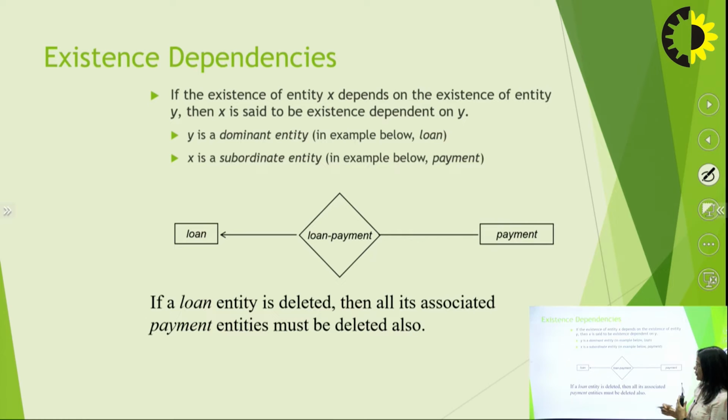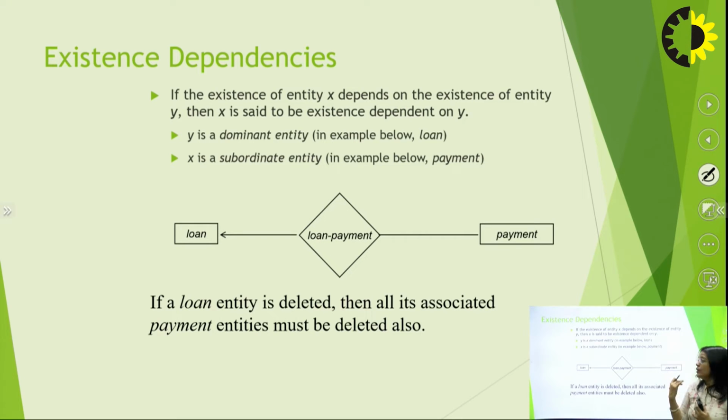Now what will happen if this loan is completed, or anyhow we delete that loan? Payment is an entity. If it still exists in the database, then there is some payment information, but I don't know for what loan it exists. So what will be the requirement? If the loan entity is deleted, then all its associated payment entities must be deleted, right? Because this payment totally depends on the existence of the loan entity.